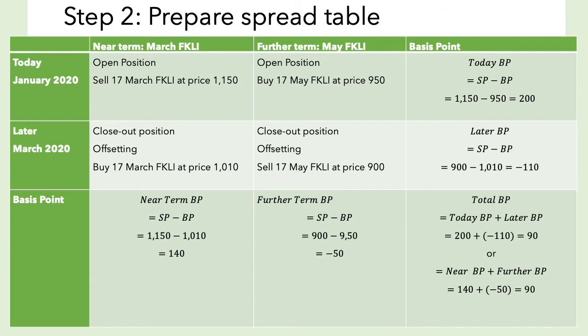Then you close out, take opposite position. For near term or March FKLI, you need to buy because you start, open, sell. For further term, which is May FKLI, you open using buy transaction, then close out, you need to sell that contract. The number of contract when you open and close must be the same number of contract. In this case, we use 70. And then you can calculate the basis point based on time, or you can calculate the basis point based on the contract.